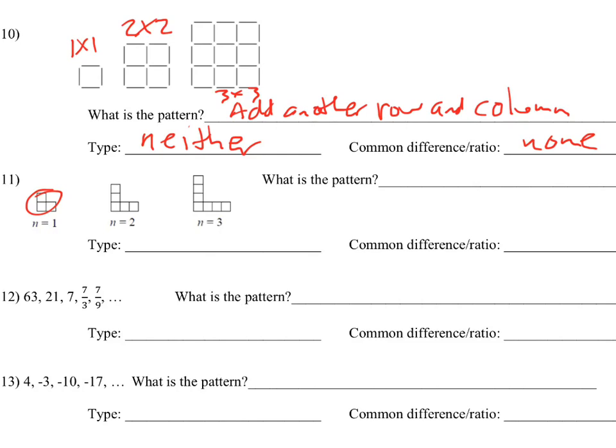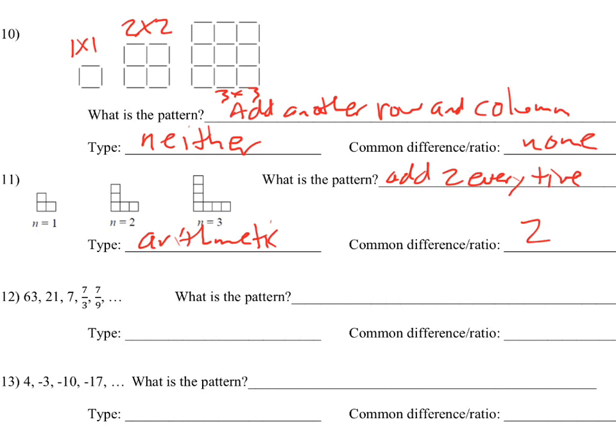Well, we start out with 3 boxes, and then we get 5, and then we get 7. So it's looking like the pattern is add 2 every time. Well, that type would be arithmetic, because you're adding the same thing every time. And whatever you add every time is your common difference. So it's just going to be 2.